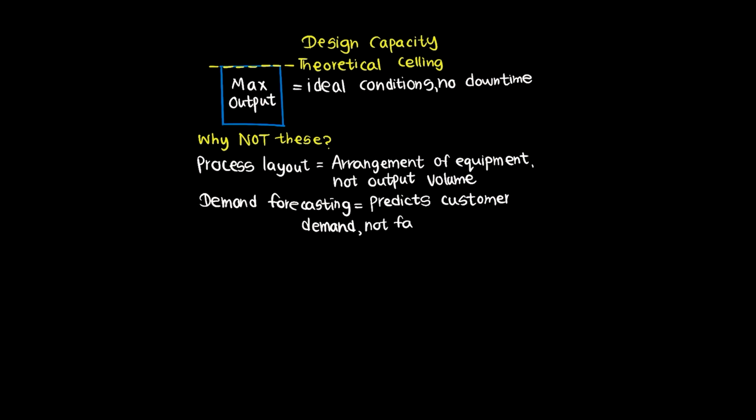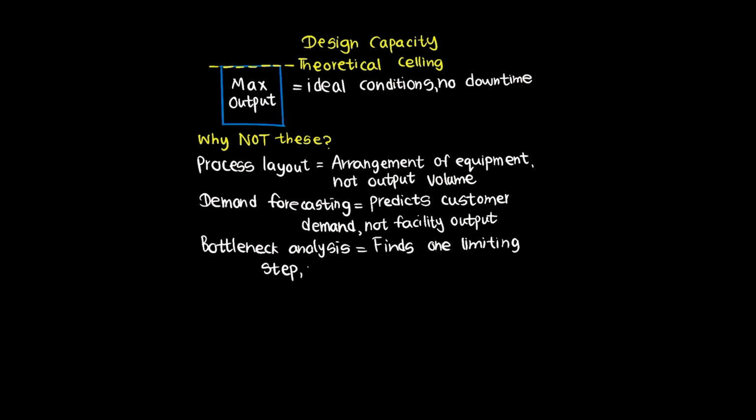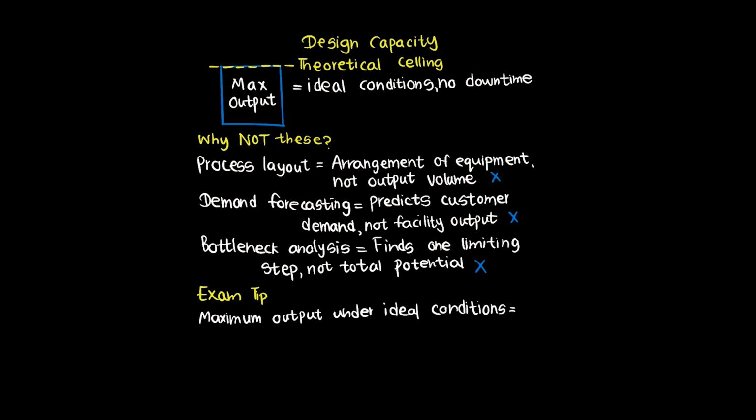Bottleneck analysis looks at the one specific step that is slowing down your current process. The team here is not troubleshooting a current constraint. They're evaluating total potential output for two different facility options. Here's a WGU C215 OA exam tip for you. When the question says maximum output under ideal conditions, that is design capacity. Quick recall hook. Design capacity is the dream scenario, the theoretical max.